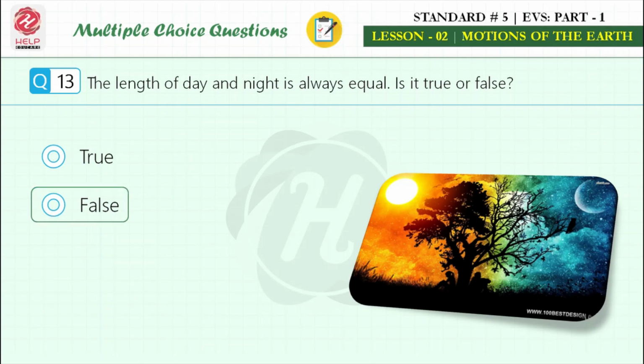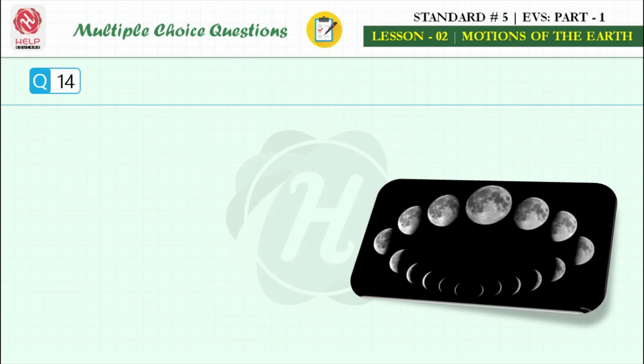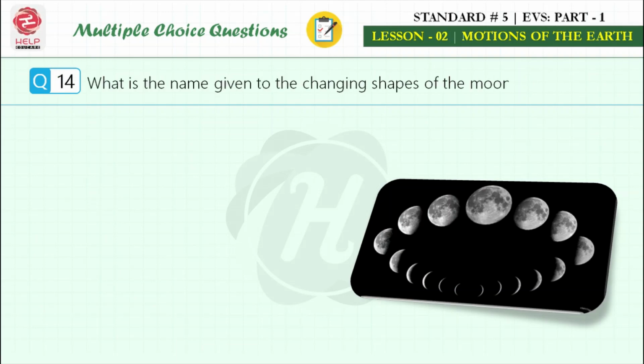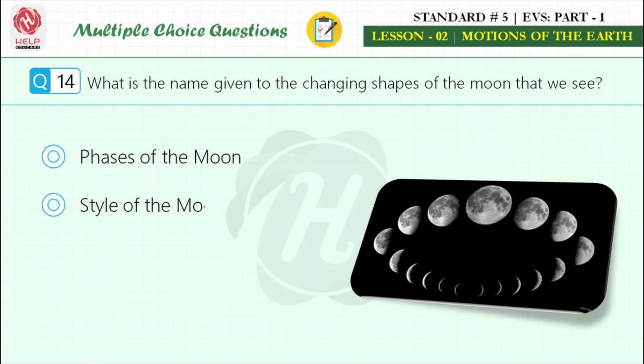Correct answer is false. Question number 14. What is the name given to the changing shapes of the moon that we see? First option, phases of the moon. Second option, style of the moon. Third option, appearance of the moon.